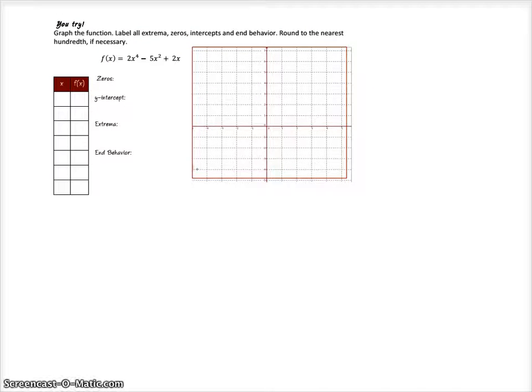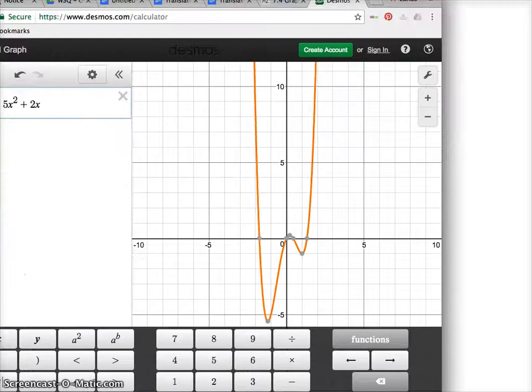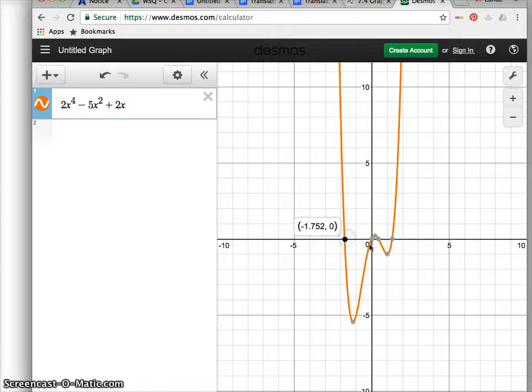Alright, go ahead and go to Desmos and try this one on your own real quick. Alright, so after you typed the function 2x to the fourth minus 5x squared plus 2x into Desmos, you should get the following points. So here are my zeros, and we should write these zeros down here. Okay, so these four zeros, and then here is my maximum.